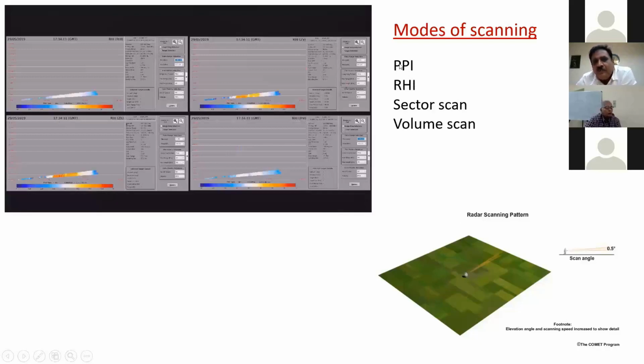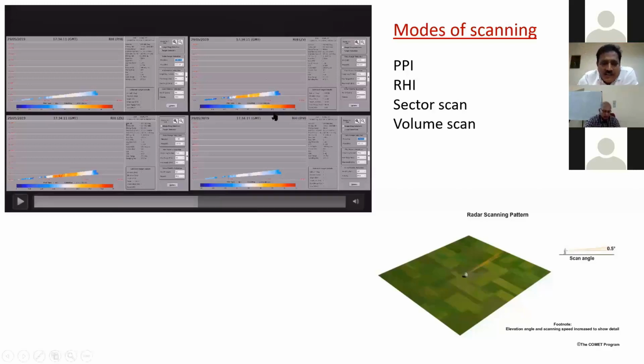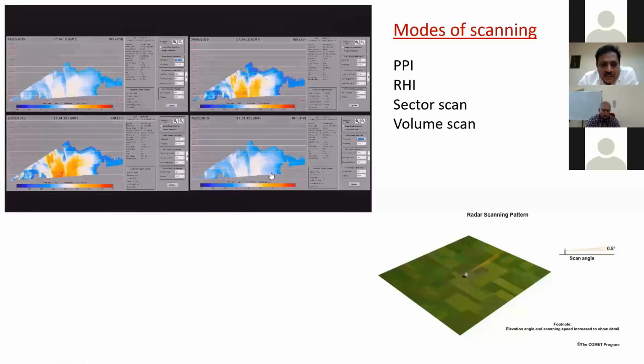But if you know that precipitation is only in one direction, and you want to study the vertical structure of that precipitation, that storm, then instead of making a big rotation, you can point in that direction, so that azimuth you can fix, and then you can make an elevation map. What you get is the height versus range, and the reflectivity. This is how it looks, so that you can get the vertical structure of precipitation.